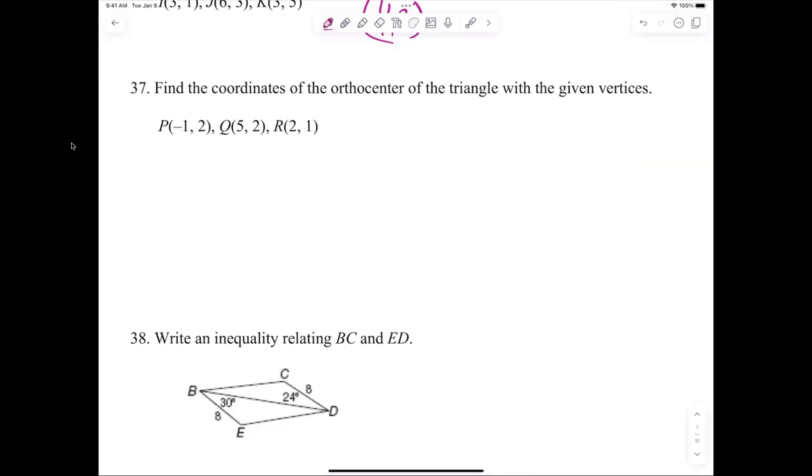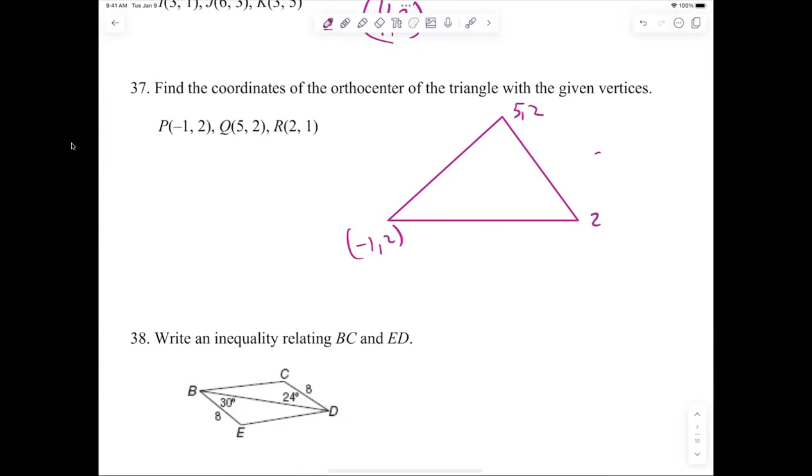Now, again, when you are drawing the orthocenter, it doesn't matter where the points are located. I think personally, sometimes it's easier to draw the triangle and then just visualize where the points are. 5, 2, 2, 1. So if I want to draw this altitude, I need the slope of, and I'm just going to write PR so I can talk about it. What's the slope of PR?